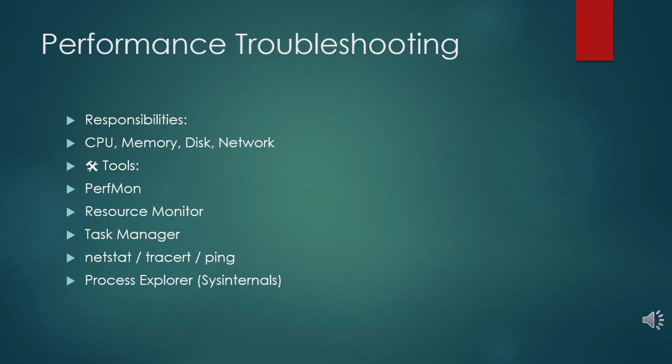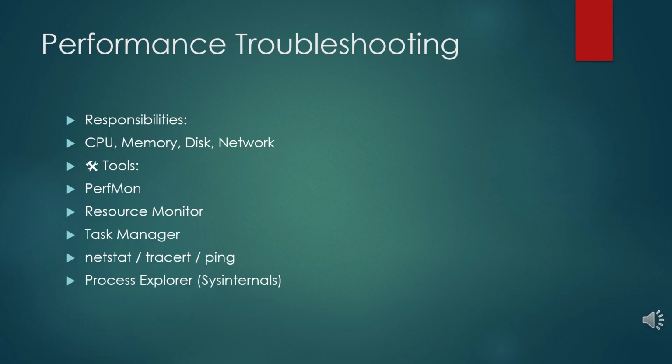Now let's move to one of the most important and practical areas in system administration: performance troubleshooting. In real-time environments, performance issues are very common. Users may report that applications are slow, servers are not responding, or systems are taking too much time to process requests. As a system administrator, our responsibility is to quickly identify the root cause and resolve the issue without impacting business operations. Now, performance issues are mainly related to 4 key areas: CPU, memory, disk, and network.